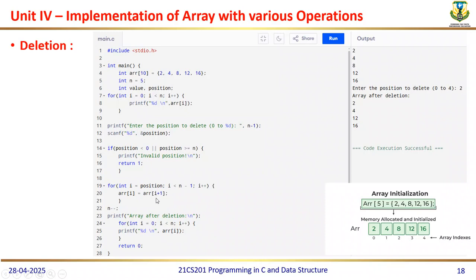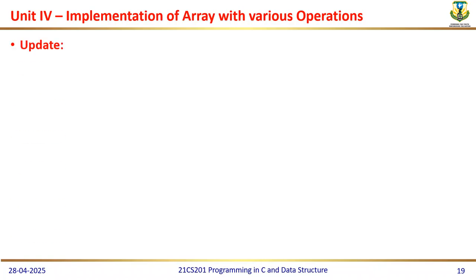The same program, I plus 1. For example, I equal to 2, so 2 plus 1 is 3. The content at 3 is moved here. I plus 1 is moved to I, the same process. So the 12 is moved to 8, that means overwritten. Then 16 is moved to 12, and so on. So deleting means the next value is moved to the previous value. That's it. That is the smallest operation. It helps to delete a particular value from the array. So this is one of the array implementations.